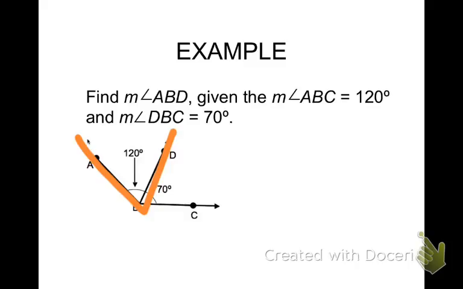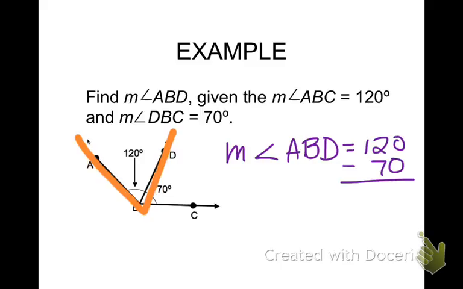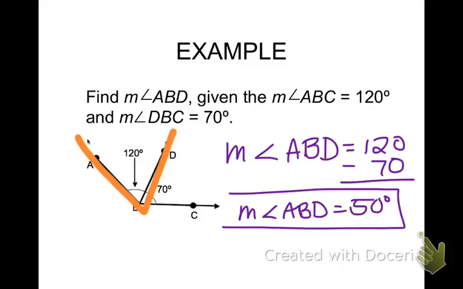Yeah, because we would do 120 minus 70, right? So the measure of angle ABD is equal to 120 minus 70, which is 50 degrees. So measure of angle ABD is equal to 50 degrees. I'm only writing this out so you have it for your notes, for when you refer back to it, you know where a number came from.